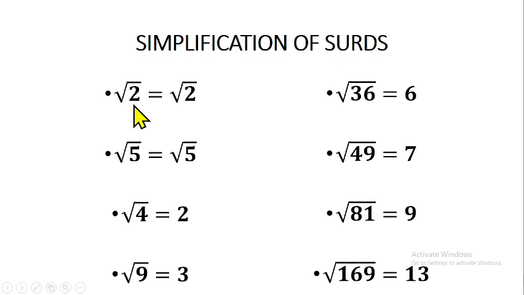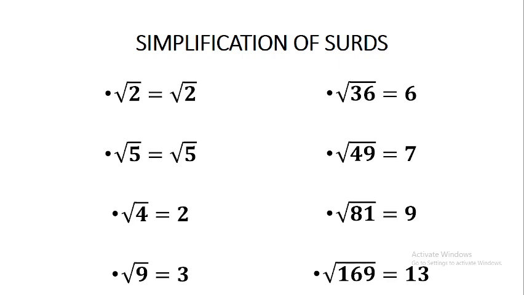Another example is root 5. You cannot simplify it further. Root 5 is the same thing as root 5. Another example is root 3. Can you simplify root 3 again? No. That's the simplest form of root 3. Root 6 cannot be simplified further. That's the minimum, the simplest form. Root 7 is the simplest form. You cannot simplify it further. Let me give you another example. Root 10, you cannot simplify it further. That's the minimum as well.